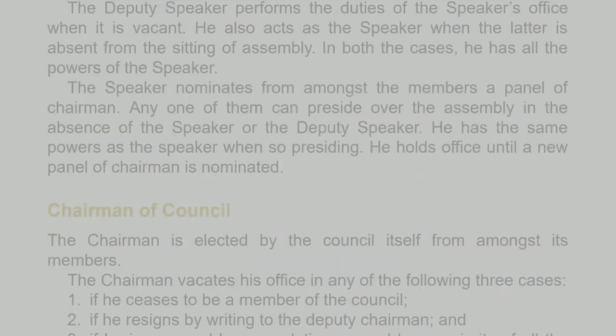The Deputy Speaker performs the duties of the Speaker's office when it is vacant. He also acts as the Speaker when the latter is absent from the sitting of Assembly.